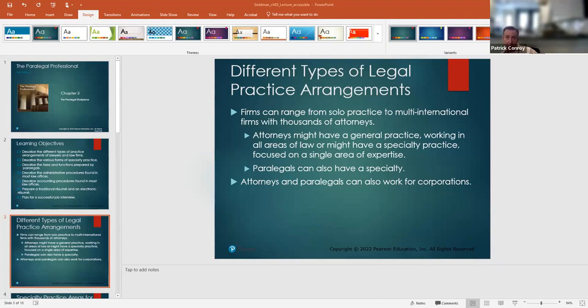Now, here's just a two-man operation, and they handle criminal law. So this is the kind of firm you would go to if you had a DUI, drug offense, or felony. They would handle your case.